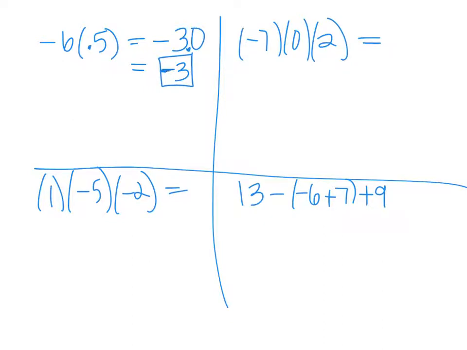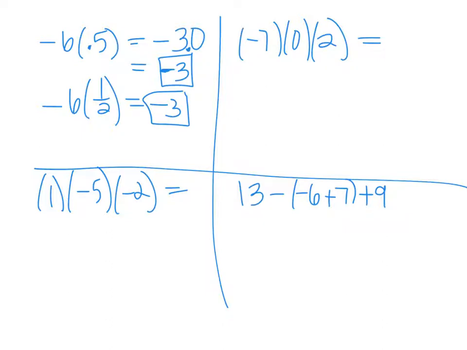You also could just think about it like this, that 0.5 is the same thing as 1/2. So you could just take half of negative 6 and get negative 3. Okay, that's probably the easiest way to do that problem.